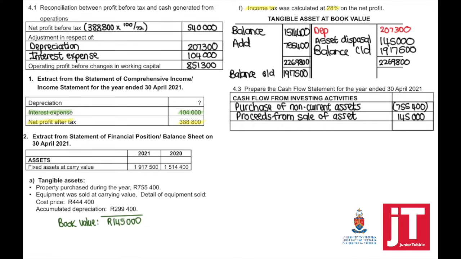I want to point out the following. You cannot just take the difference from the 2020 to 2021. You have to complete the tangible asset note because we need to look at the movement. The tangible asset note, or you just simply do a tangible asset at book value T account.